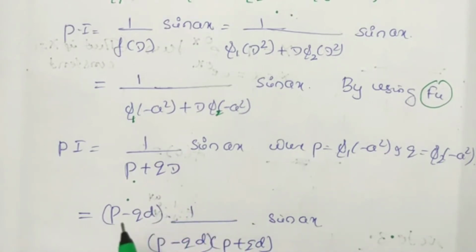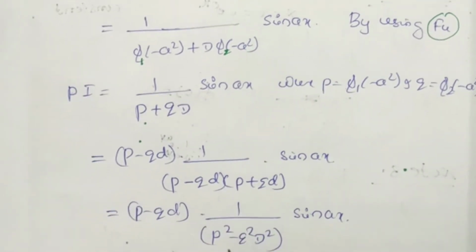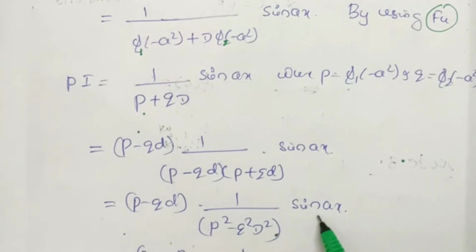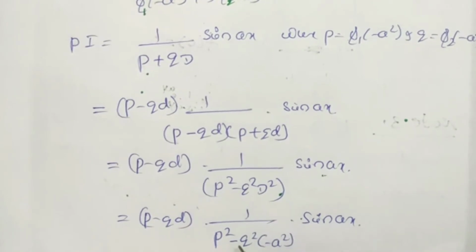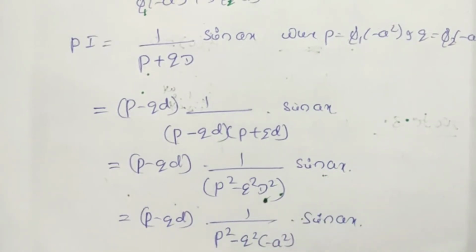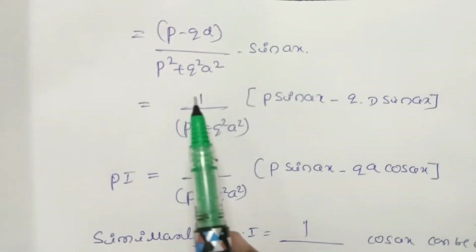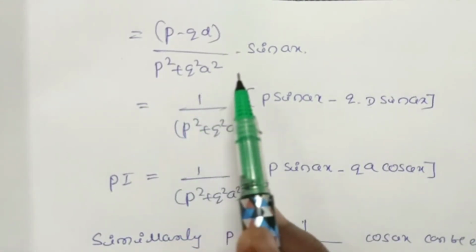For that you have to multiply and divide by the conjugate of this, p minus qD. Then the numerator is p minus qD, and the denominator becomes (a plus b)(a minus b) = a square minus b square, so p square minus q square D square, of sin ax. Now it is p minus qD, 1 divided by p square minus q square D square. Here again same rule, you replace D square by minus a square, it will be minus q square into minus a square, sin ax. Then the numerator you keep as it is, p minus qD, and the denominator will be p square plus q square a square, because here minus into minus is plus, sin ax.